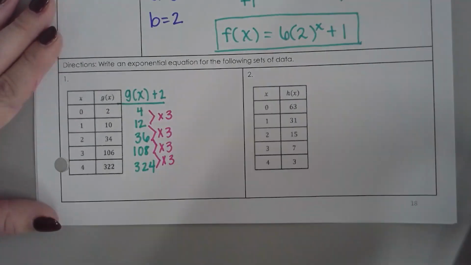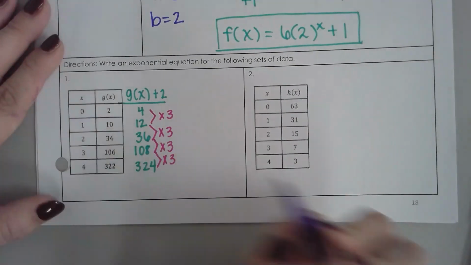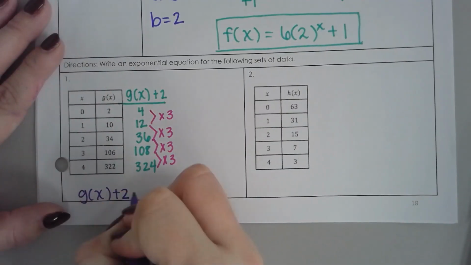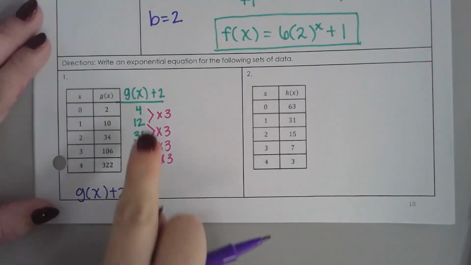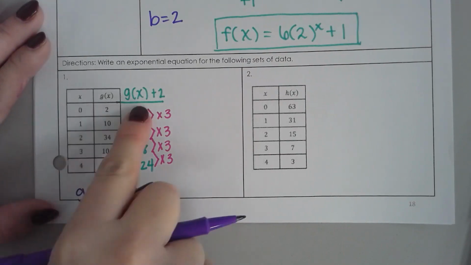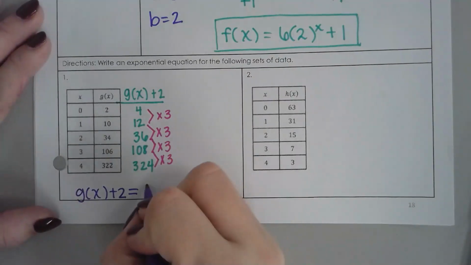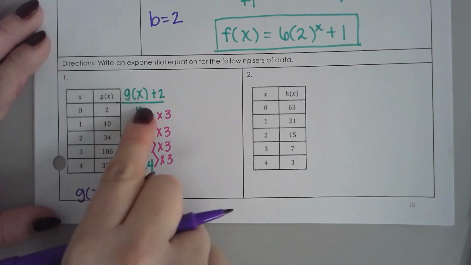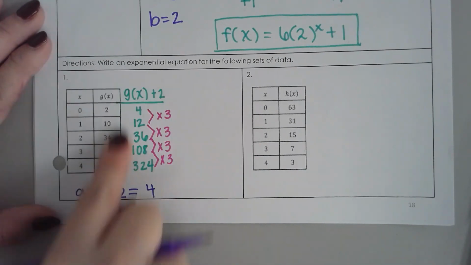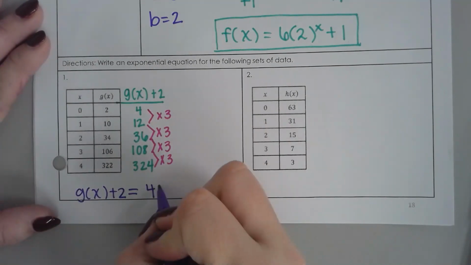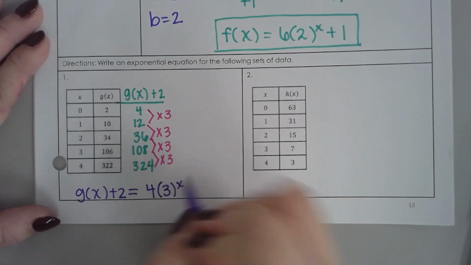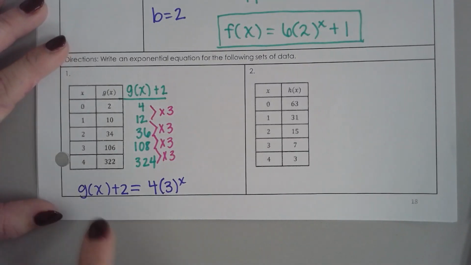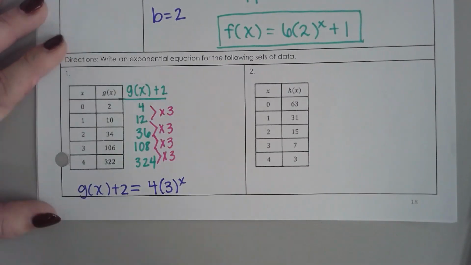Okay. So for this one, the g of x plus 2, what's my 0 term? 4. Because the y value when x is 0 is 4. And then what's my common ratio here? 3. So 4 times 3 to the x is the correct equation to this g of x plus 2.